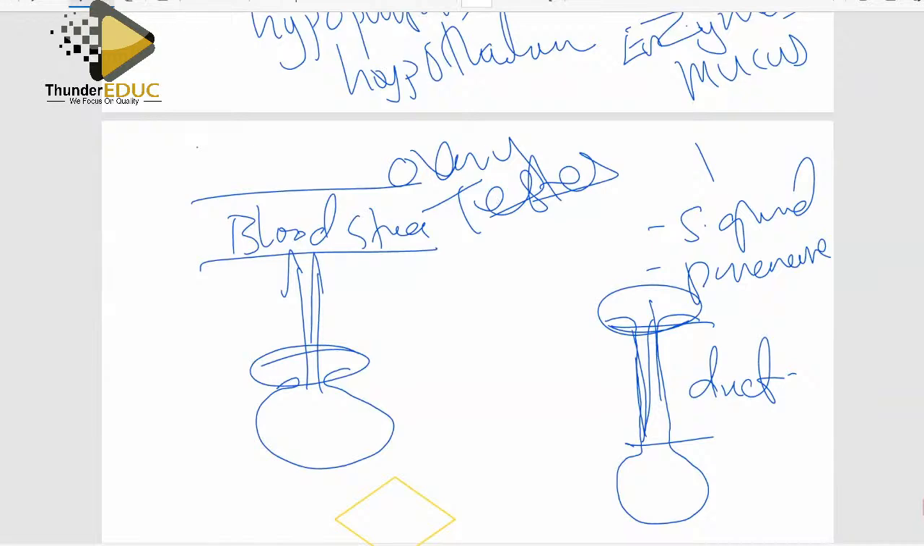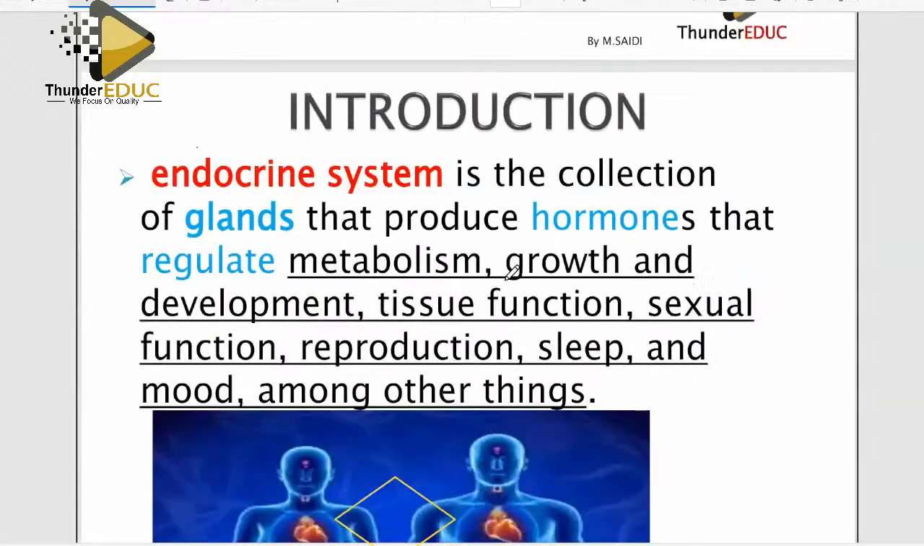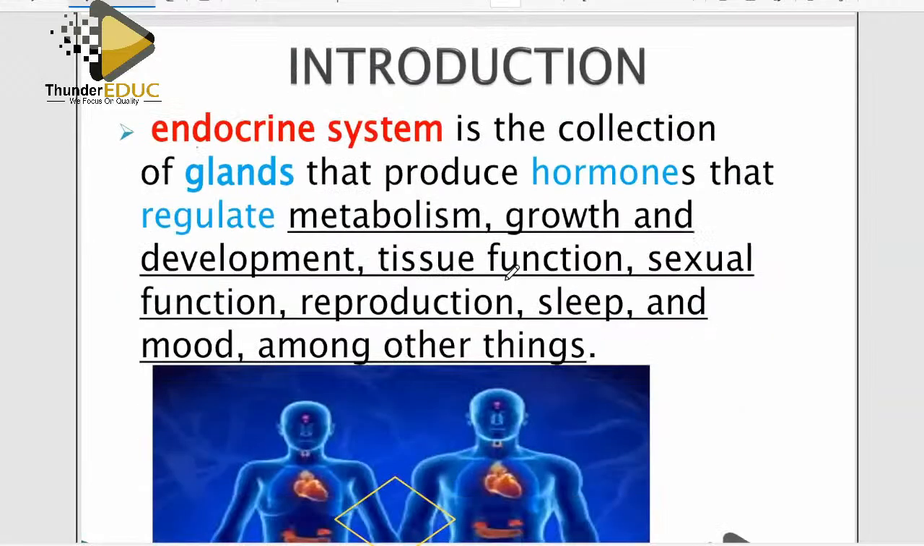Let's go back to our material book. We're saying that the endocrine system is a collection of glands that produce hormones that regulate metabolism, growth, development, tissue, sexual functions, reproduction, sleep, all this.